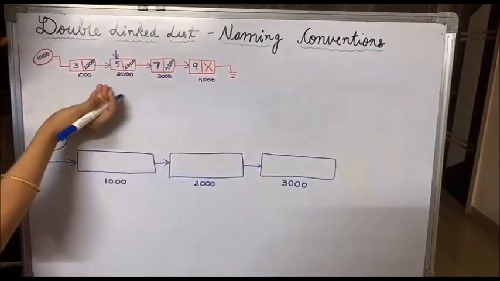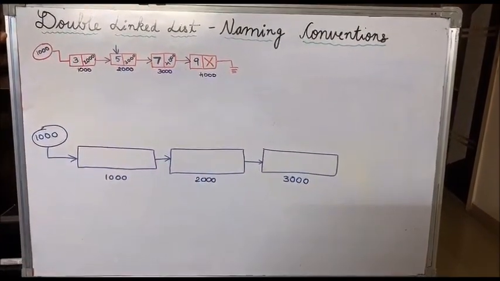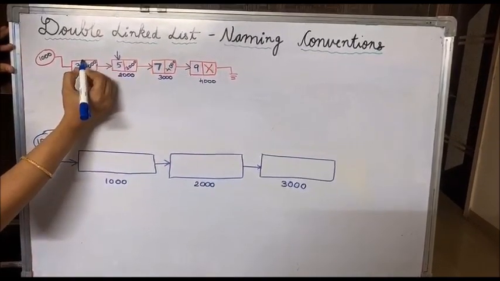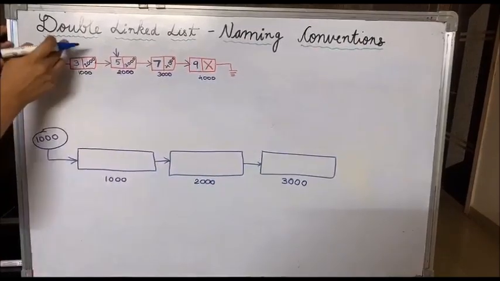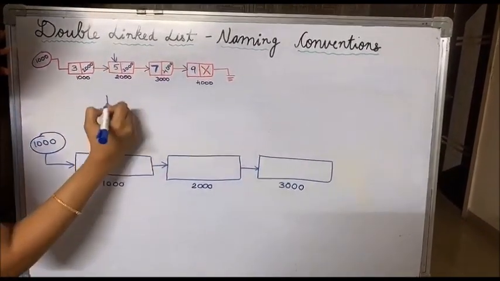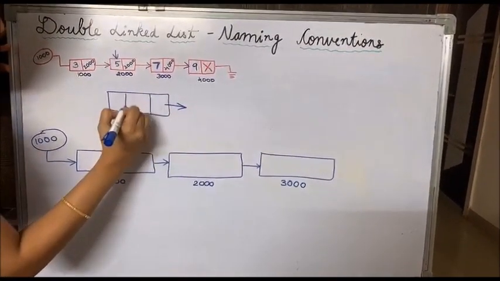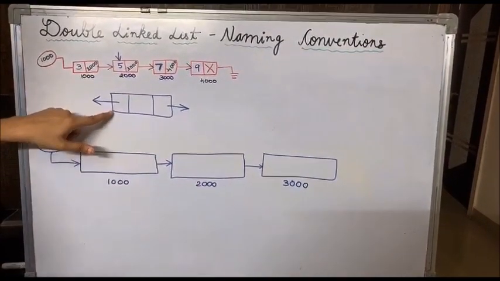So in order to traverse back from the next node to the previous node, we go for the concept of double linked list. The name single linked list means it has a single pointer pointing to the next node. Double linked list means it has double pointers, one pointer pointing to the next node and another pointer pointing to the previous node. This is a double linked list node.